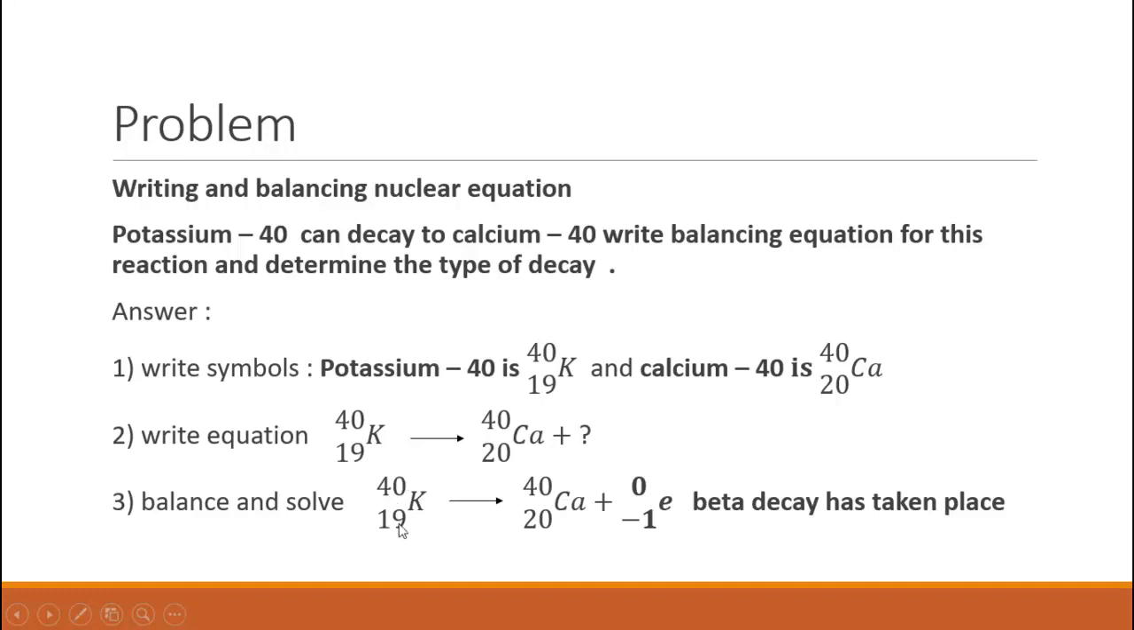So potassium-40 with atomic number 19 will be calcium-40 with atomic number 20 and beta radiation. So beta decay has taken place in this reaction. This is how we can write the equation and know the type of decay.